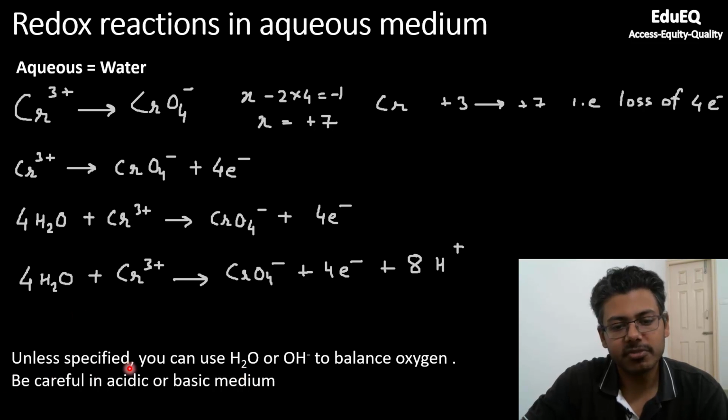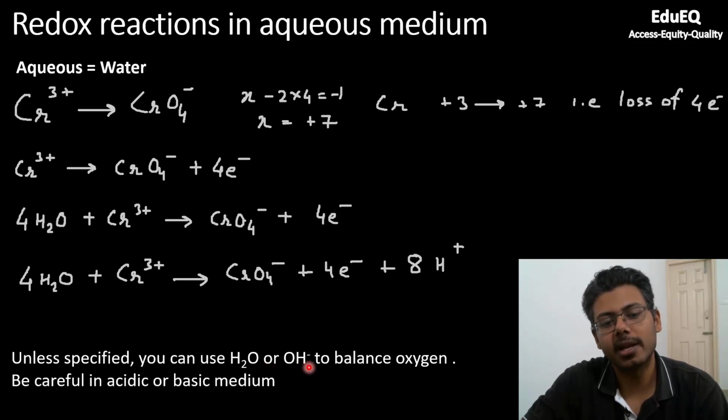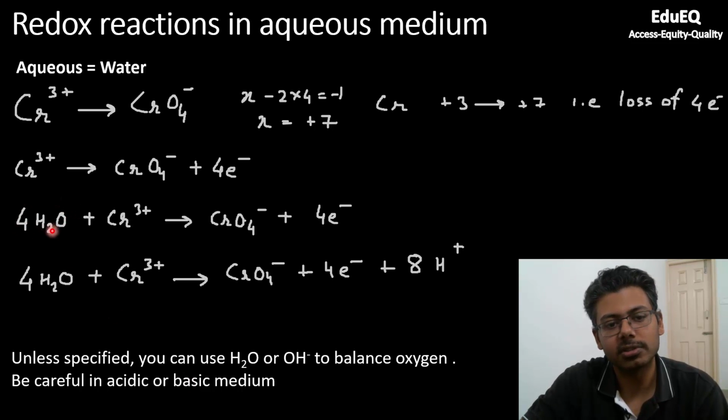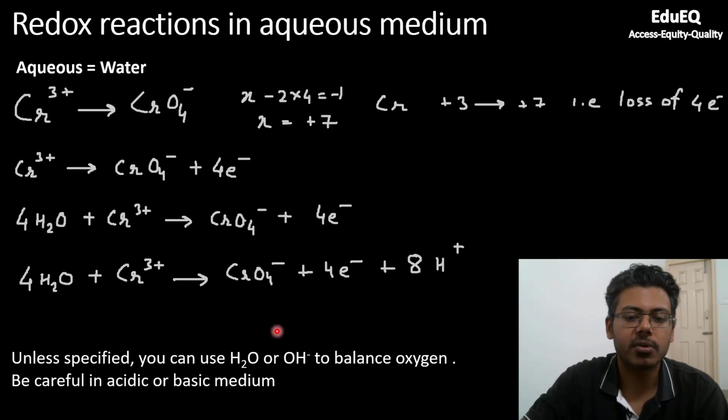Unless specified, you can use H2O or OH minus to balance oxygen, but you have to be careful in acidic or basic medium. So here, to balance oxygen, I have added water molecules, right? 4 H2O, because I wanted 4 oxygen. You can very well also add 4 OH minus to balance it in that way. Unless it is specified, you can use either water or OH minus. With water, it's a little bit easier.